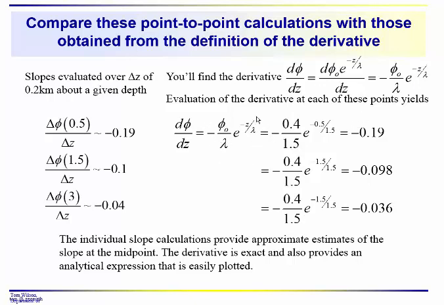But here we have the derivative written out, and we've evaluated it at 0.5 kilometer depths, 1.5 kilometer depths. This should be 3 kilometer depths. Sorry about that. And we see that these agree very well, 0.19, 0.19, 0.098, minus 0.1, a little bit of a difference. The difference is getting a little bit larger as we get deeper in the section. But the derivative is exact, and it provides an analytical expression that's easily evaluated.